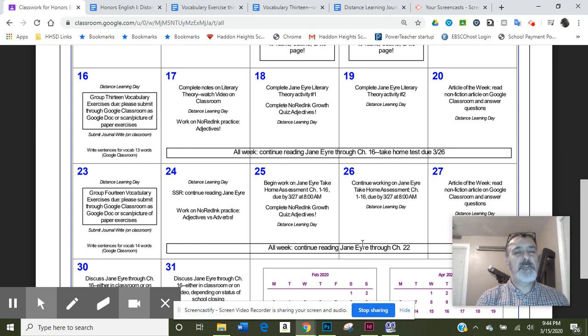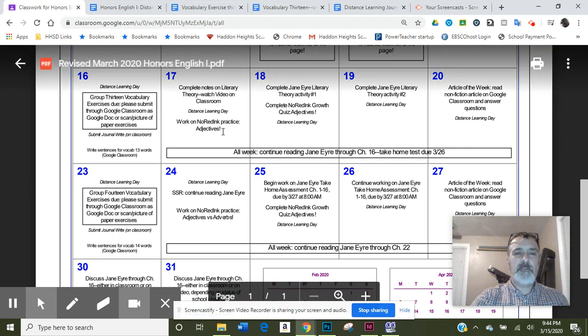Make sure that in addition to the day-to-day activities that I have you do, things like no red ink tomorrow, or rather on Wednesday, there's no red ink tomorrow as well. Or article of the week, I'm going to give you guys an article to read on Friday. In addition to all those things, please be sure that you are also keeping up with the reading and that you're on pace and ready to go for next week to talk about chapters 1 through 16 for the take-home test.